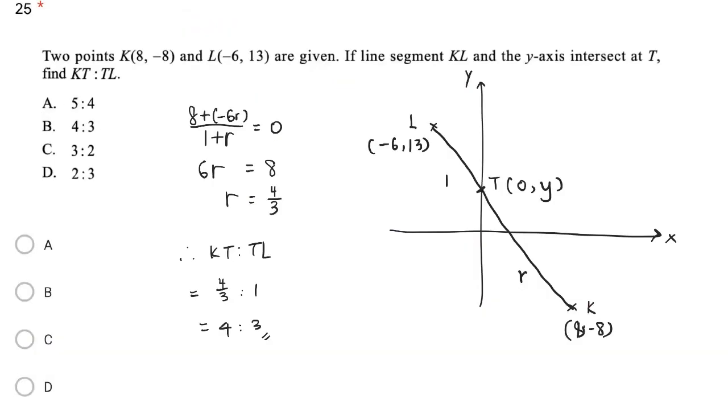Okay, so for this problem, you just have to draw the diagram, and then you can see it is very straightforward. And normally we will let the ratio be 1 to r, and then you can find out the ratio. So you consider the x coordinate, then you have this relationship, and you find out r equals 4/3, and at the end you will find out the answer.